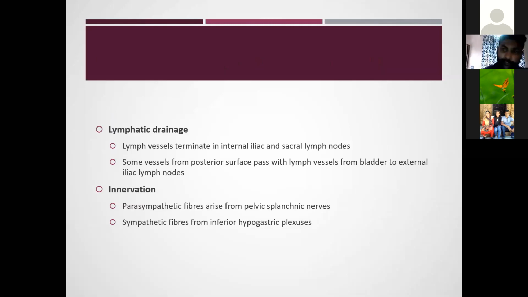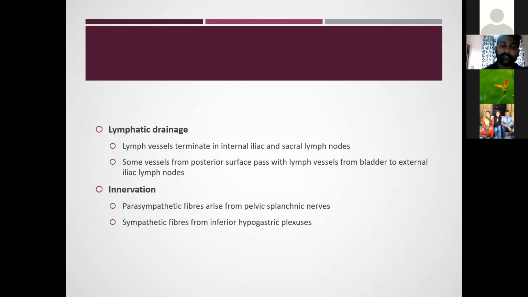The lymphatic drainage of the prostate. The lymph vessels terminate in the internal iliac and the sacral lymph nodes. Some vessels from the posterior surface of the prostate pass with the lymph vessels of the bladder to the external iliac lymph nodes.